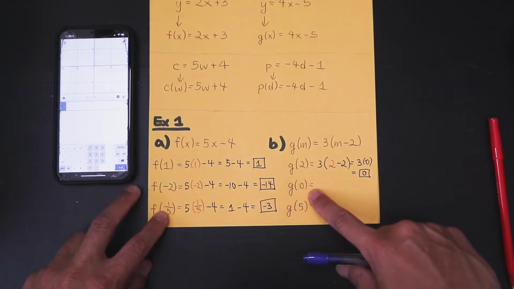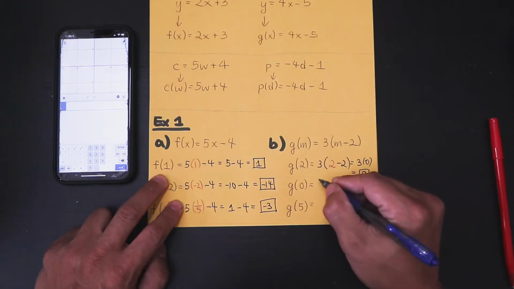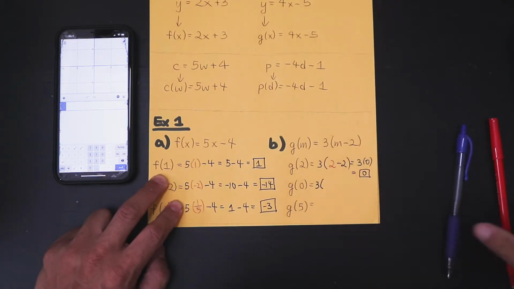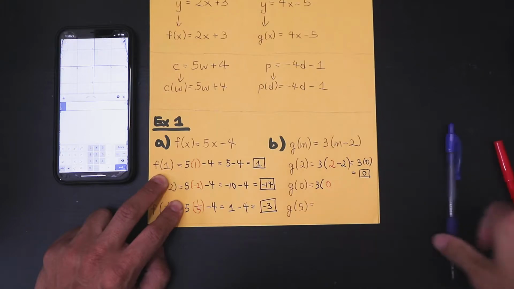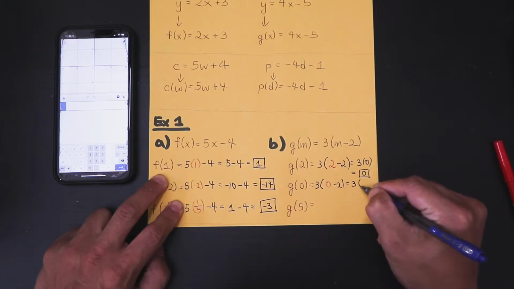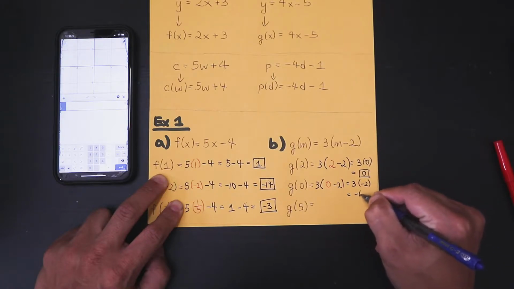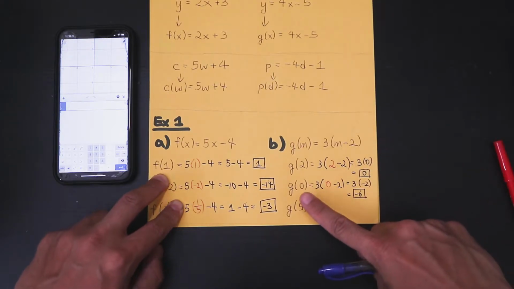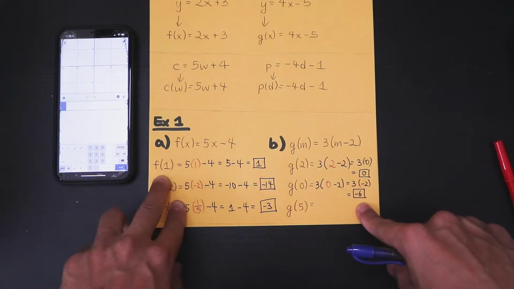Well, what about g of 0? Then you're going to do the same thing. You're going to rewrite the function 3 times the quantity of 0 minus 2. And then 0 minus 2 is negative 2. So 3 times negative 2, and you will get negative 6. So that means when your input is 0, your output is negative 6.